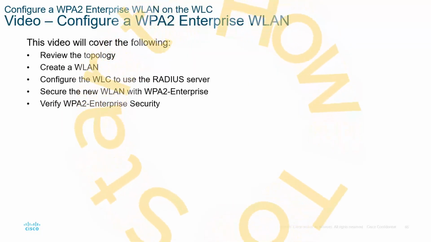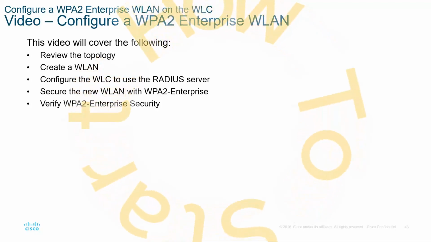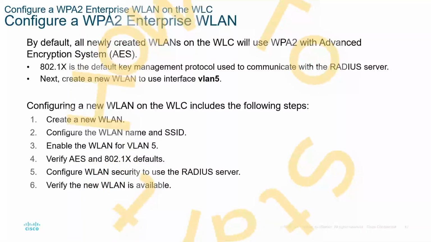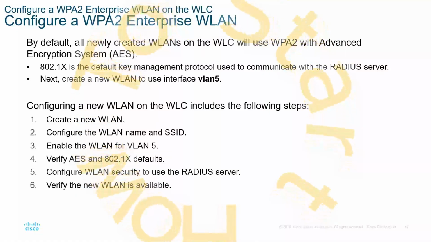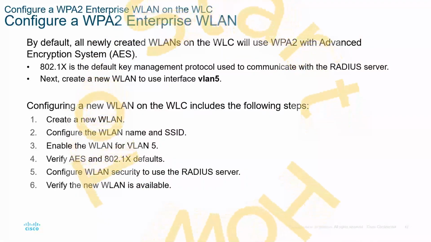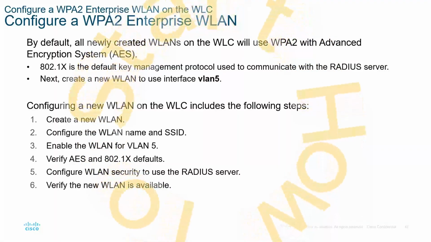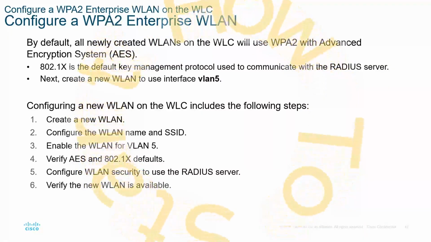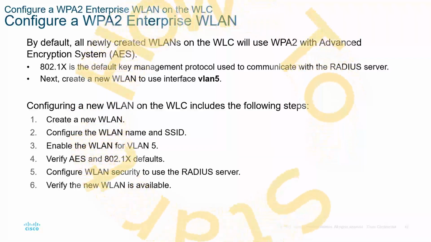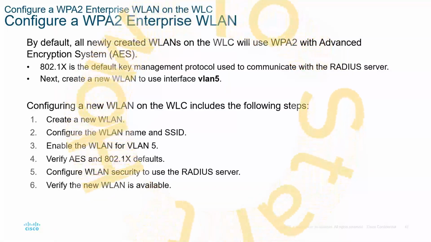We will be moving on to creating our wireless LAN. So for our wireless LAN, we will be setting up a new wireless LAN, setting up a new SSID, enabling the wireless LAN for that VLAN, verifying 802.1x defaults, configuring wireless LAN security to use the Radius server, and then verifying functionality.